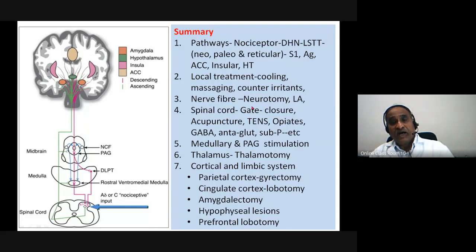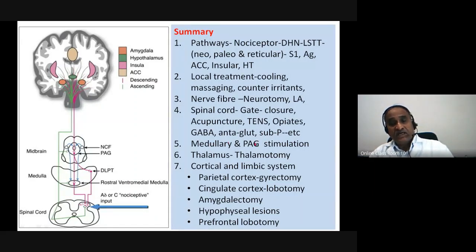In the spinal cord, I mentioned the gate control theory: the large fibers close the gate, the small fibers open the gate, and these are modulated by supraspinal descending inputs and other emotional aspects. This point has been exploited by acupuncture techniques, transcutaneous electrical stimulation, and by the opiate drugs. They would all relieve the pain. The GABAergic drugs, the anti-glutamatergic and the anti-substance P drugs also relieve the pain.